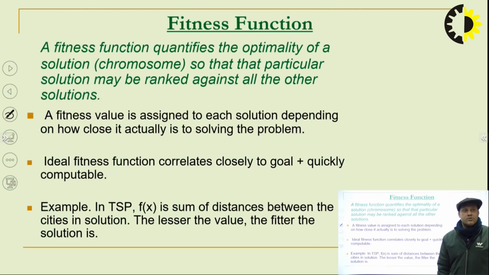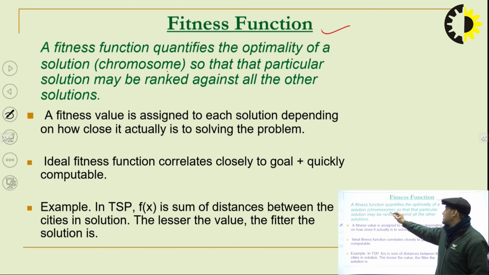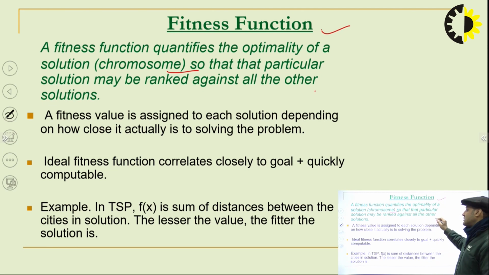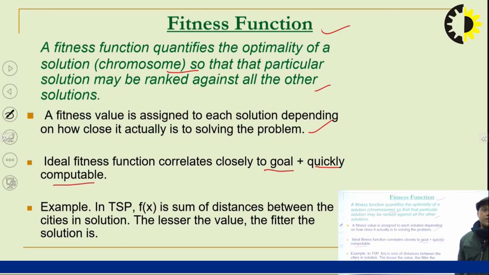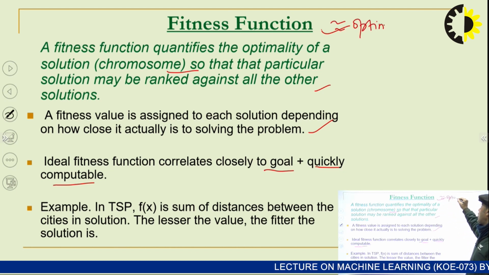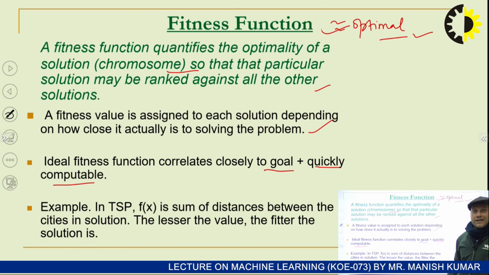Okay. This is the fitness function that I have already discussed in brief, that will qualify the optimality of the solution. The solution is a chromosome, so that particular solution may be ranked against all the other solutions. This fitness function is assigned to each solution depending on how close it actually is to solving the problem. The ideal fitness function correlates closely to the goal and can be quickly computed. We can calculate it quickly. So this is the ideal fitness function. We have to check whether the solution is optimal or not.